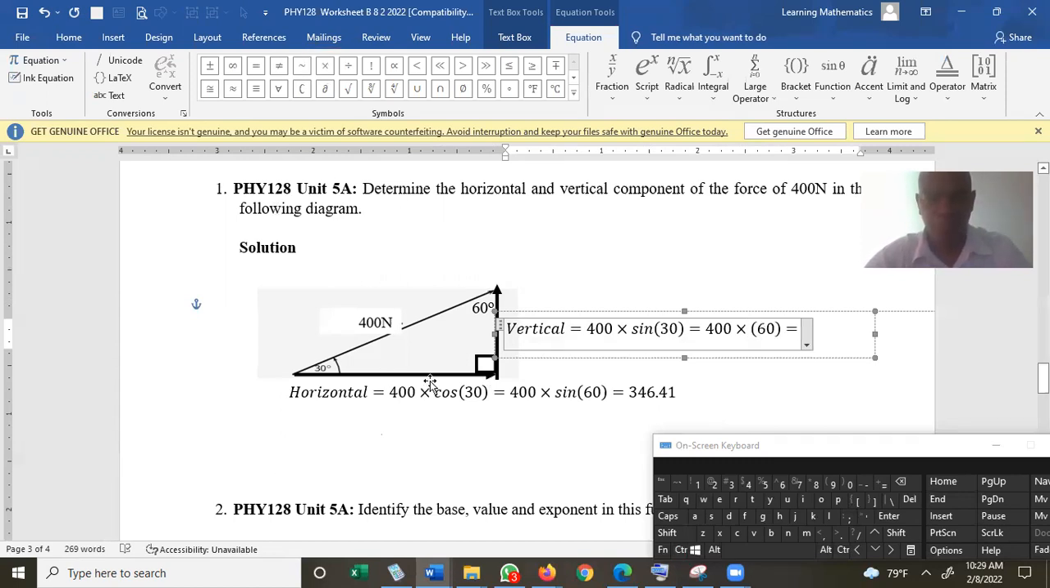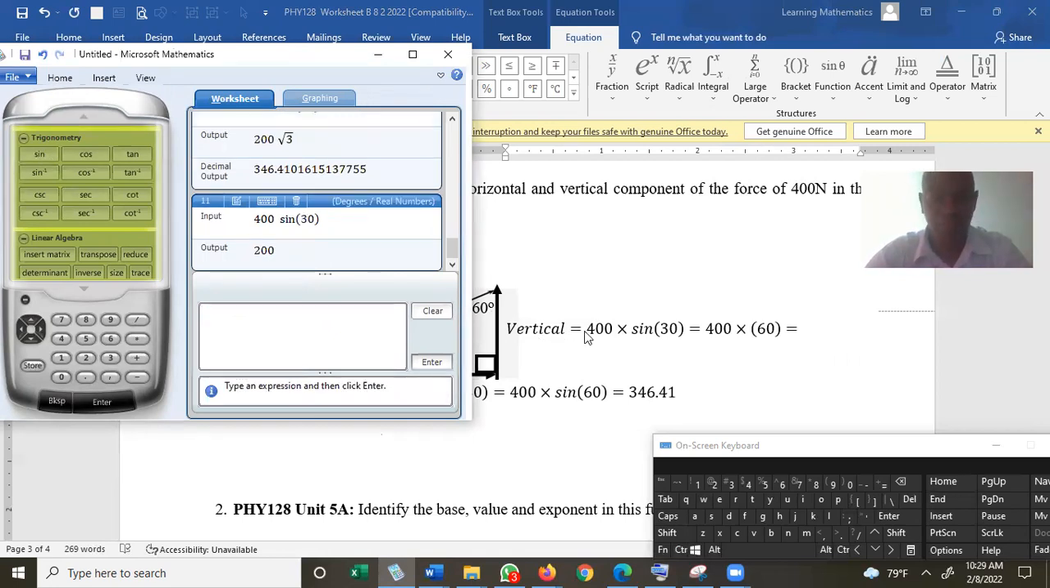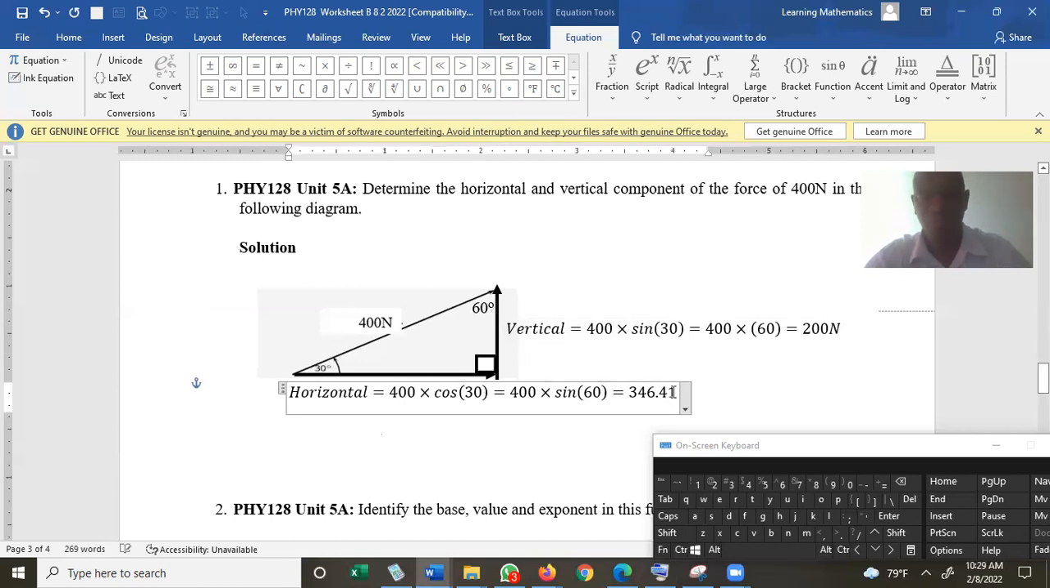So for that vertical component, it's sine of this side opposite to 30 degrees. 400 times sine of 30 degrees gives us 200, because sine 30 is 0.5. And cos 60 is 0.5 also. Sine 30 is the same as cos 60. So therefore now the vertical component is 200 newtons and the horizontal component is 346.41 newtons.